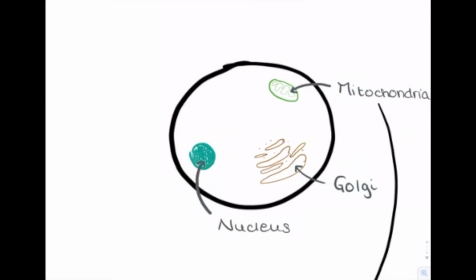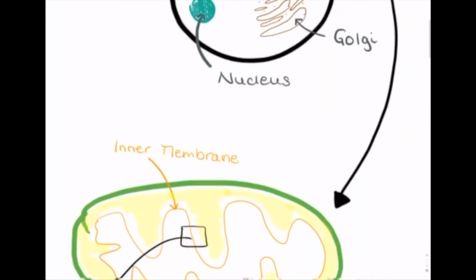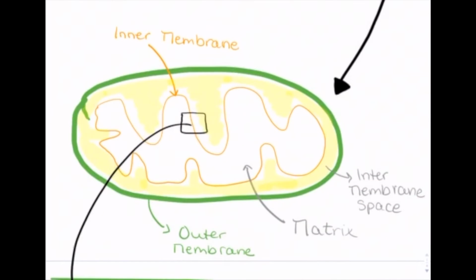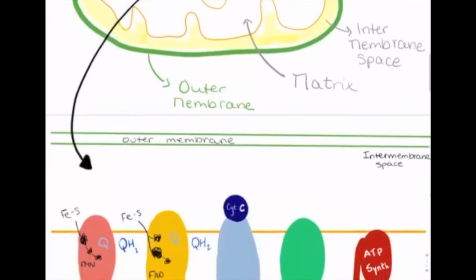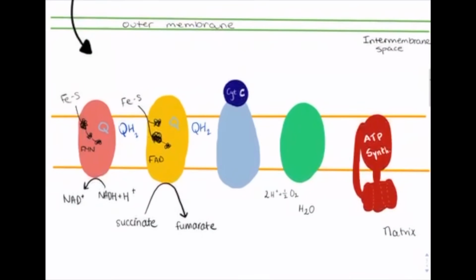Today we'll be explaining how the respiratory chain in the mitochondria works. So here you have your typical eukaryotic cell, and we're going to be focusing solely on the mitochondria. Here you have your intermembrane space, your matrix, your outer membrane, but most importantly your inner membrane. And this is where the respiratory chain is located and where all of these reactions are going to take place.